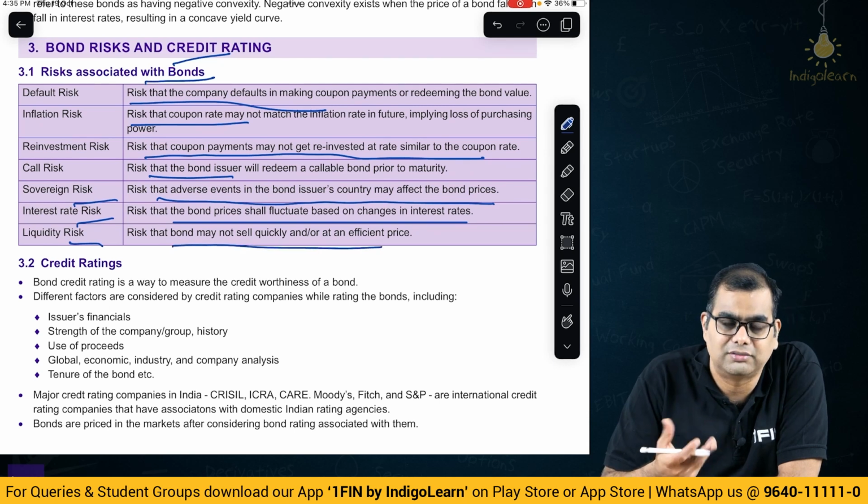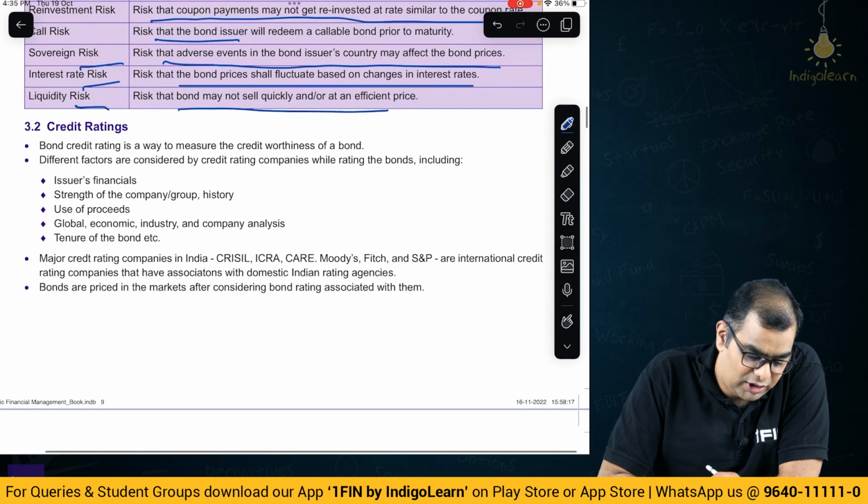The bond, you may not be able to sell the bond. There are very few people willing to buy or sell. Right. What are credit ratings we discussed?